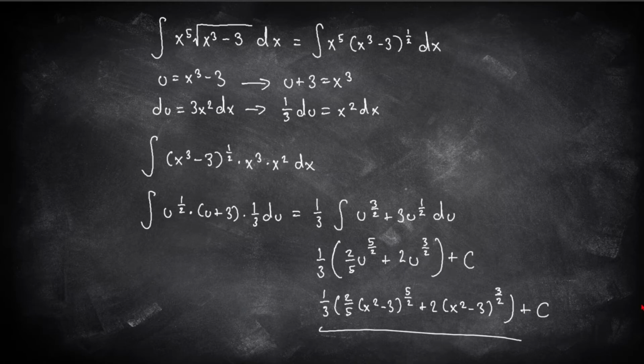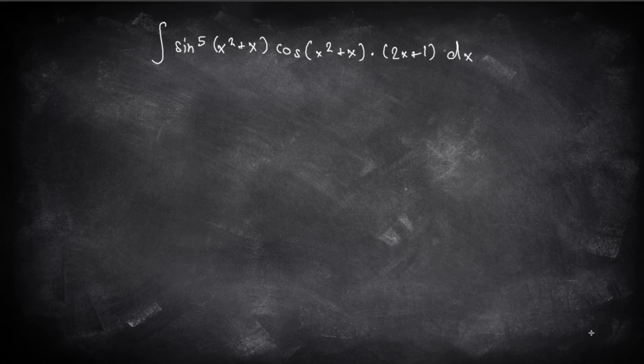Well, that's basically covering our u substitution. And in this case, we've only been using one u substitution, but you can actually use more if you want. So let's say we have the integral of sine to the power of 5 of x squared plus x, and let's say we have cosine of x squared plus x, and we're multiplying by 2x plus 1 dx. So this is a simple example on how to do this.